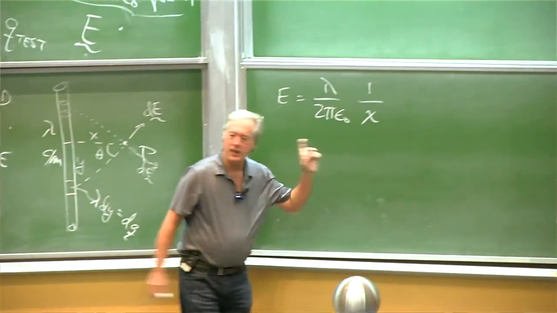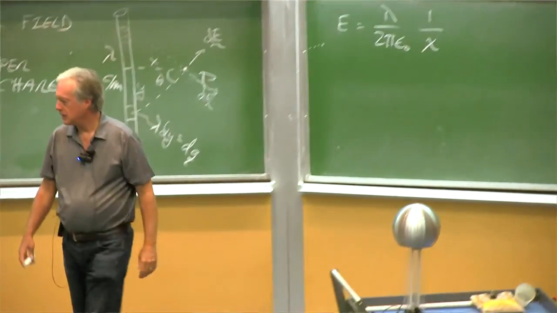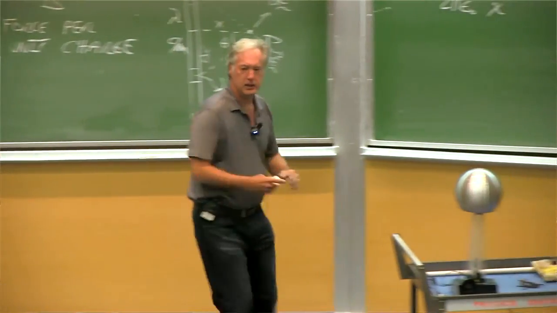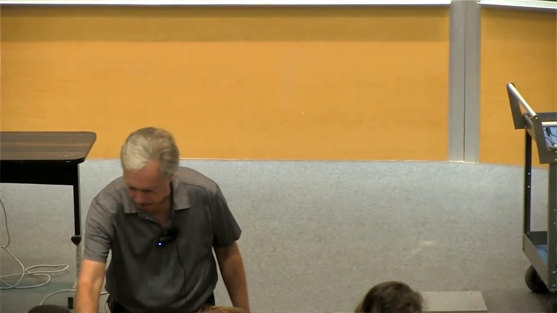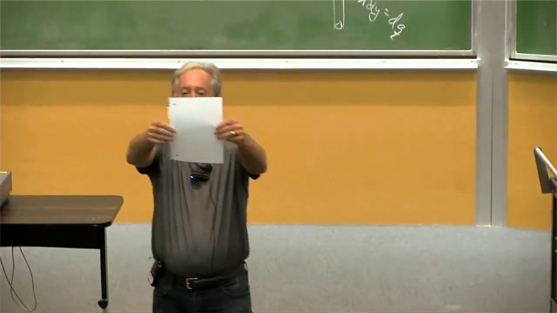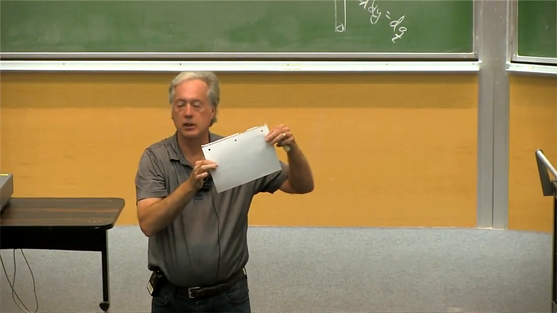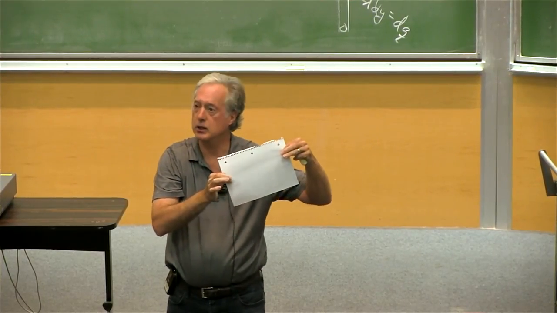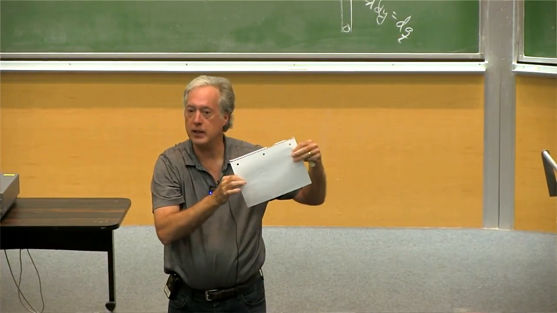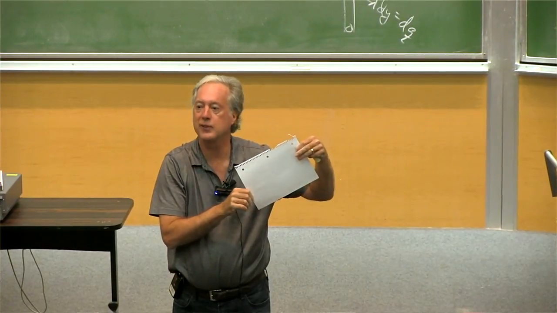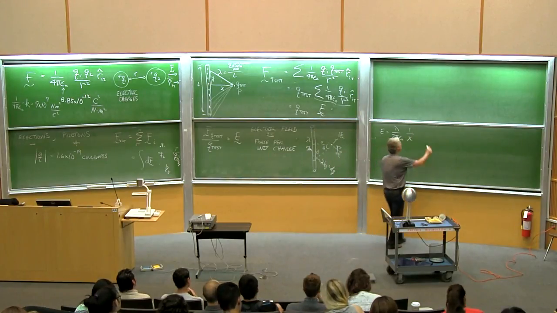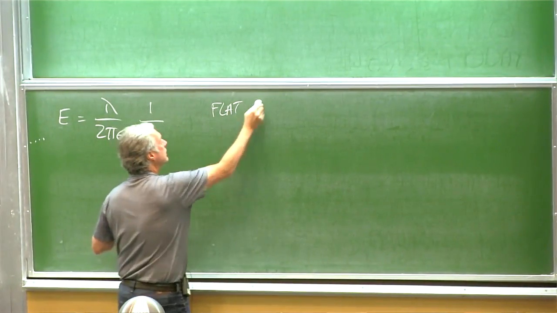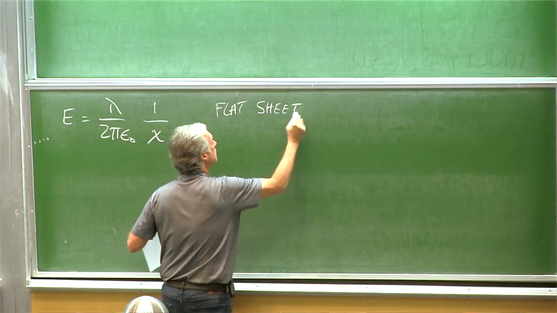Now let's take a look at another geometry. I need to take a sheet. Here we go. There. I have a sheet, right? What is the shape of the sheet? Rectangular. And does it have extent towards you guys? No. It's flat. So let's imagine a sheet. Now let's think of a flat sheet of charge.